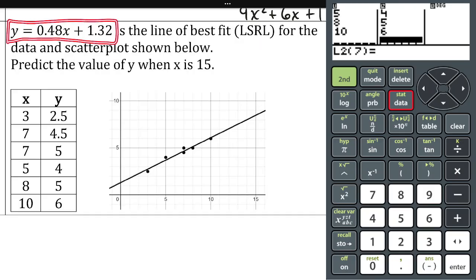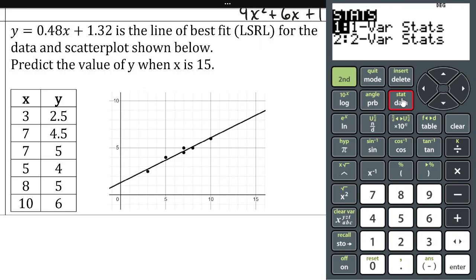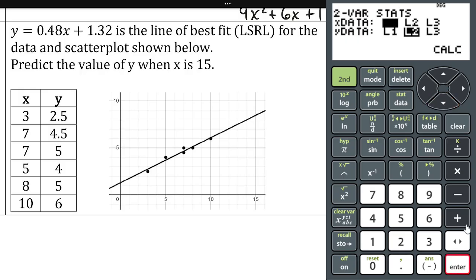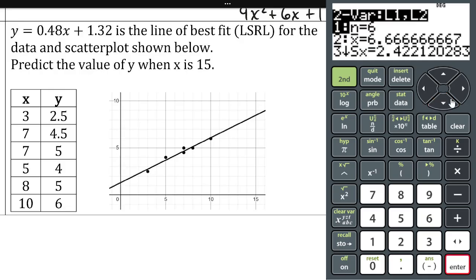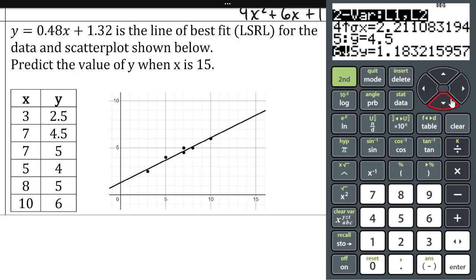How do we find that? Well, now that our data is entered, I'm going to press second. The reason I'm pressing second is I don't want data, I want the stats functionality. So I press second and then the same button as data to get stats. This is 2 variable stats because we had both an x and a y. I'm going to press enter and go down to where it says calculate. And there's a lot of information about this small data set. The things that we're looking for are way down here on lines D, E, and F.